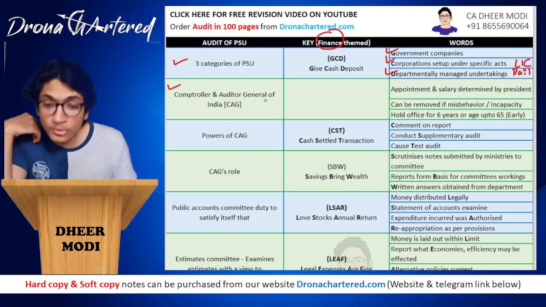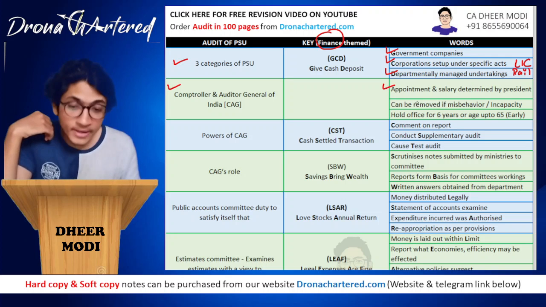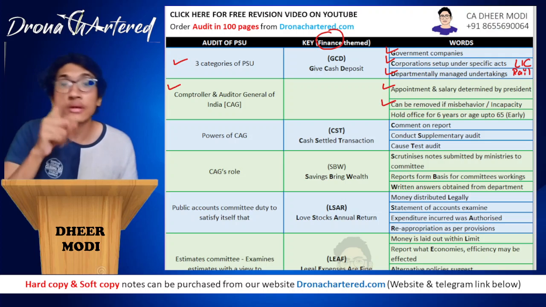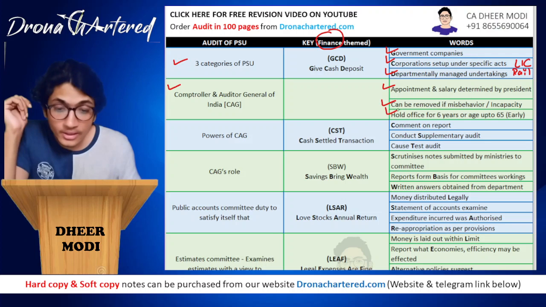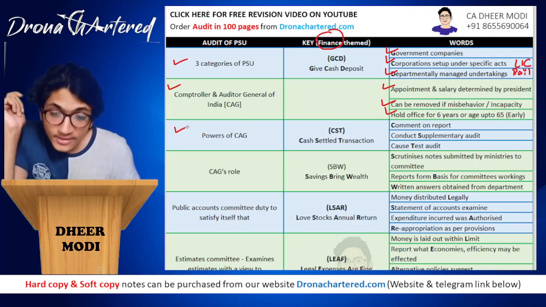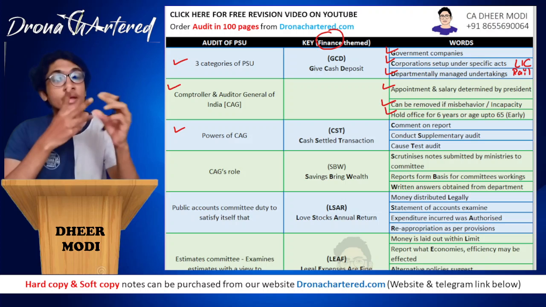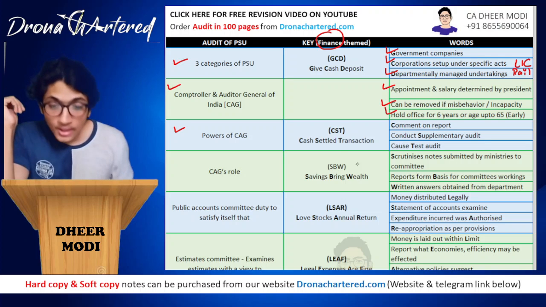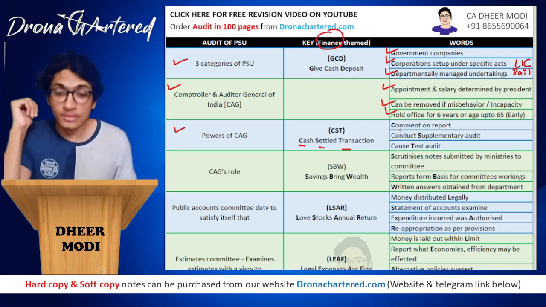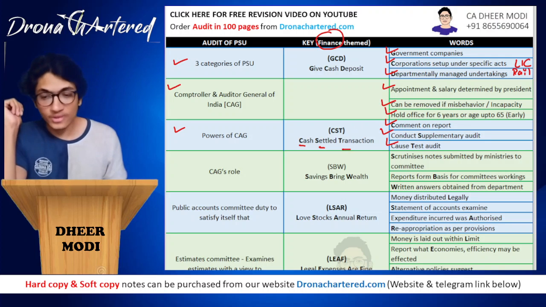Then next we did the Comptroller and Auditor General of India, that is your CAG. Appointment and salary are determined by the president, he can be removed due to misbehavior or incapacity. And third was 6 years or 65, whichever is earlier. So he holds office for 6 years or up to 65, whichever is earlier. Next are the powers of CAG. If you remember, we did three: first is comment, then supplement, and third was test. So therefore your key is CST, Cash Settled Transaction. Comment on report, conduct supplementary audit, and cause test audit.